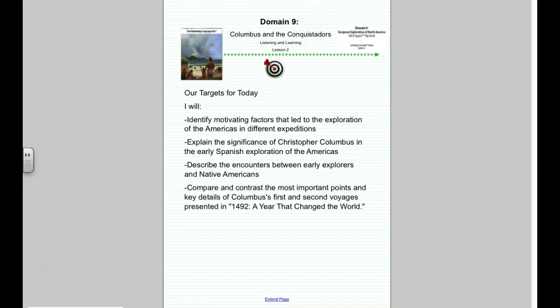Hello, third graders. Today we're going to listen to Lesson 2, Columbus and the Conquistadors.